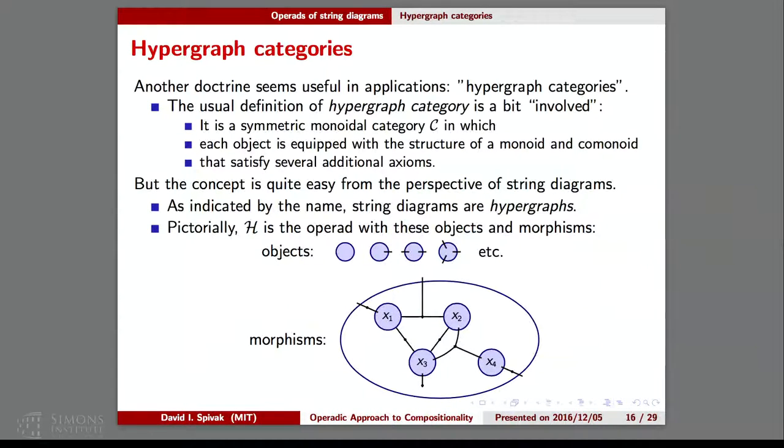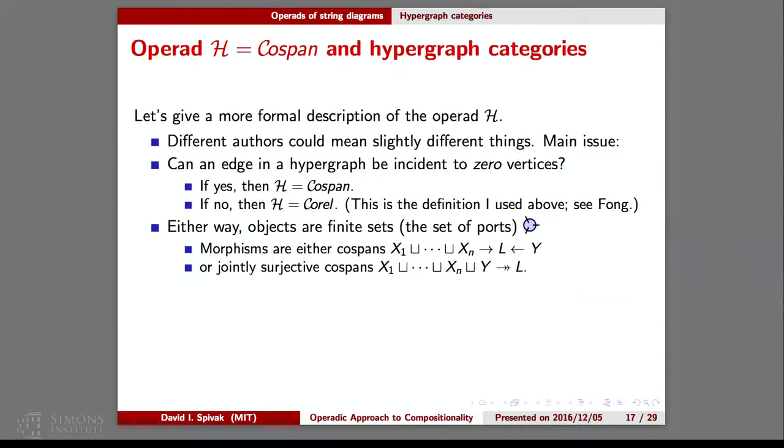Do you have links that don't get hit? And you have links that don't get hit. Brendan and Alex Kissinger say no, and I say, I don't care. So can a hyperedge be incident to zero vertices? Thank you. You made my slide relevant. If yes, then you're working with cospans. If no, you're working with correlations. You're saying they're jointly surjective maps.